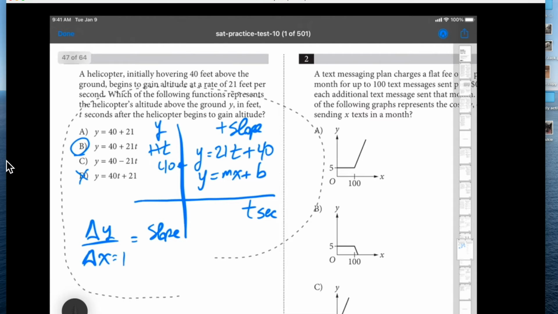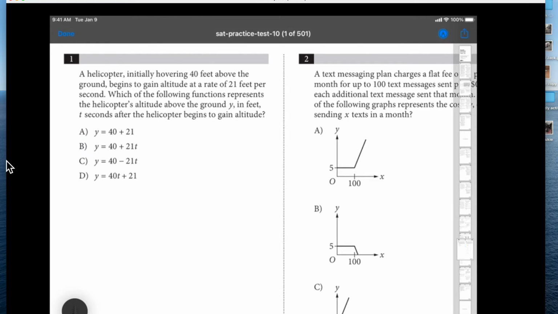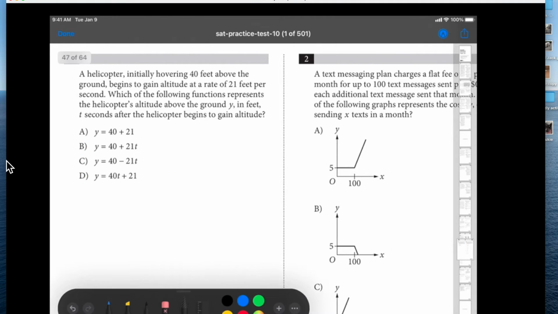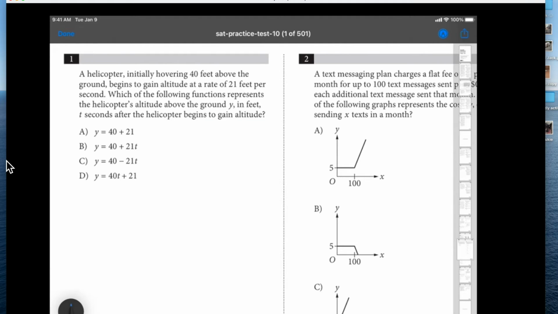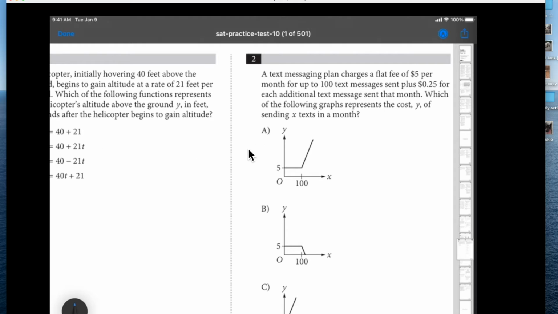Next problem. It is so important to recognize, folks, that the slope is the change in the y value for every one change in the x value. Okay, next problem, number 2.